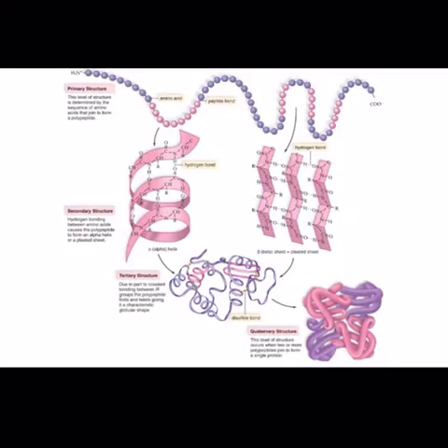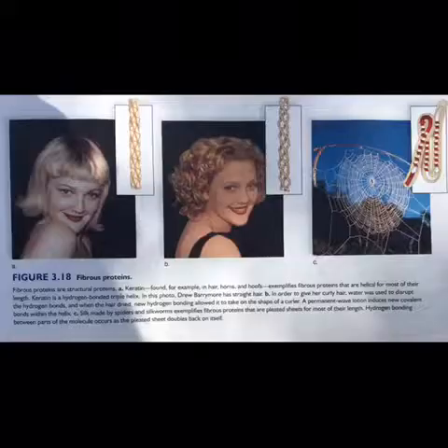Figure 3.17, Levels of Protein Organization. All proteins have a primary structure. Both fibrous and globular proteins have a secondary structure. They are either helixes, keratin or collagen, or pleated sheets, silk. Globular proteins always have a tertiary structure, and most have a quaternary structure. Examples, hemoglobin and enzymes such as RNAse.